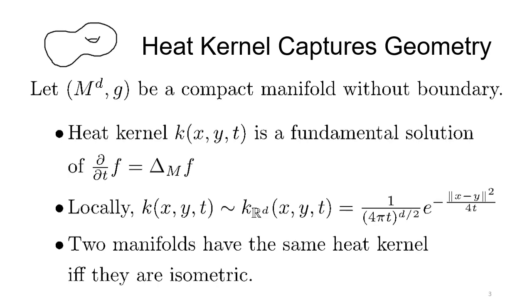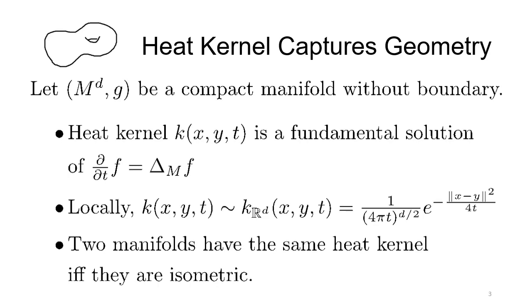Let's say we have a compact manifold without boundary. To give you a concrete example, think about the surface of a donut or the surface of a basketball. They are surfaces and don't have a boundary. So this is a two-dimensional compact manifold without boundary. On this manifold, we can look at the heat equation, that is d/dt f equals Laplace f. And the fundamental solution of this equation has a name called the heat kernel.